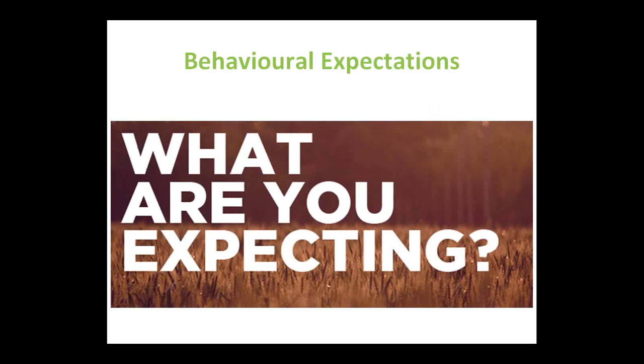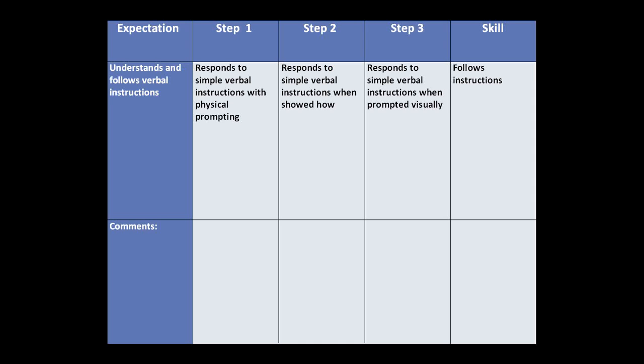So what are some of the expectations? These are all examples that we've used in the system. As you can see, the expectation, in this case, was to understand and follow verbal instruction. But if you look at the end, the skill was to follow instruction when the adult gives it. As you can see, what we've done is almost like a task analysis, made different steps of helping the children get the skill, but also learn how to get there. So these are all different ways that we've done it.